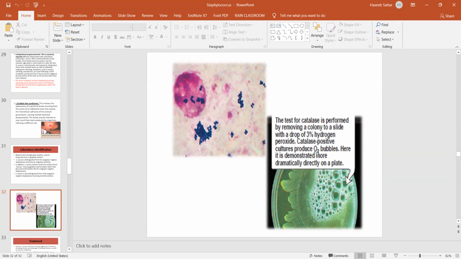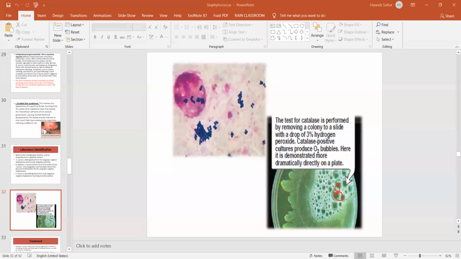Catalase positive is when we add hydrogen peroxide to the bacterial colony. The bacteria convert the H2O2 into oxygen and water. So oxygen bubbles can be seen here. You see these bubbles. These bubbles are actually the oxygen bubbles. So this is what we call catalase positive bacteria. This is one of the identification points.